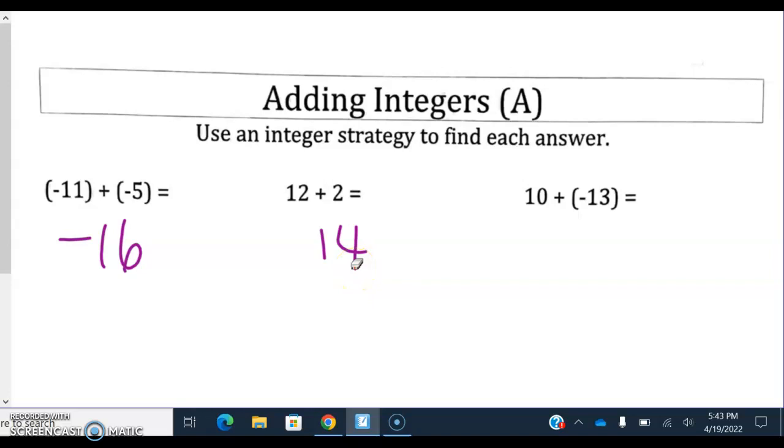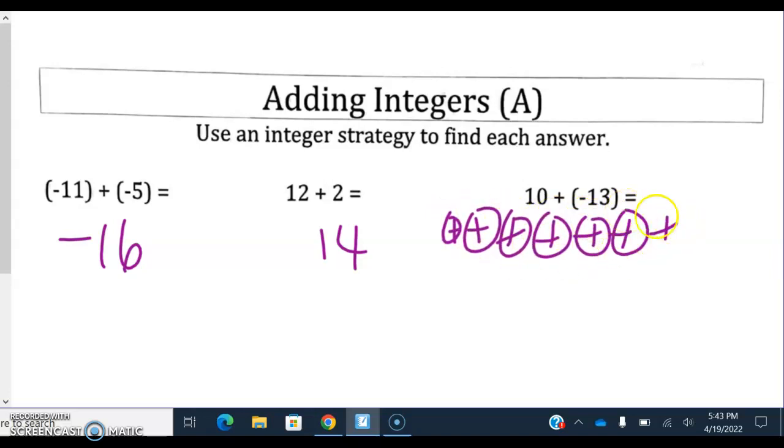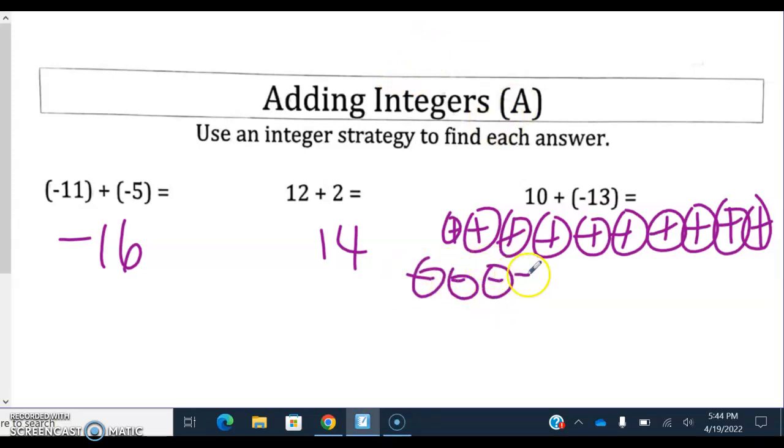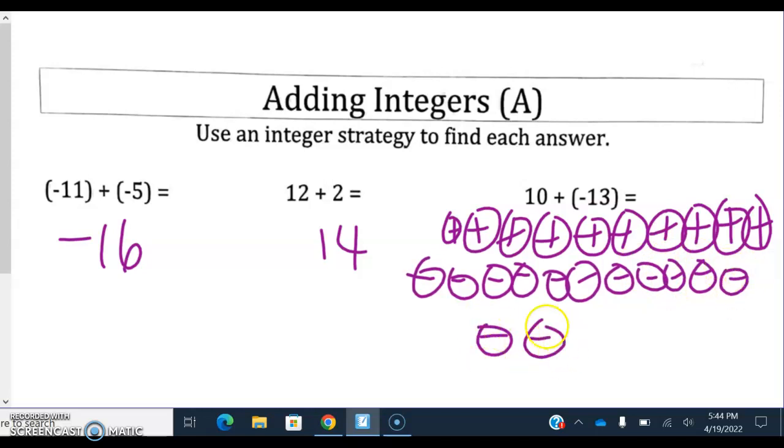The third one, different signs subtract. So that's like saying if I have 10 positives, 1, 2, 3, 4, 5, 6, 7, 8, 9, 10. Then I have 13 negatives. I guess I should use the right color, right? Now I can't get to my colors. I wonder if I can move that real quick. No, I can't. Okay, well, let me get to a different color. Well, purple it is. Okay, so 13. 1, 2, 3, 4, 5, 6, 7, 8, 9, 10, 11, 12, 13.